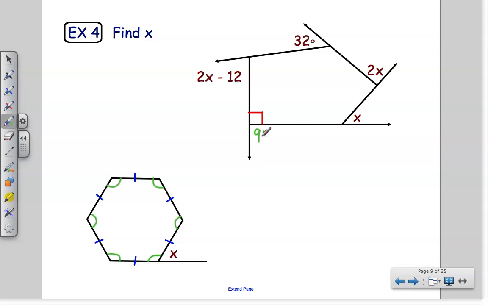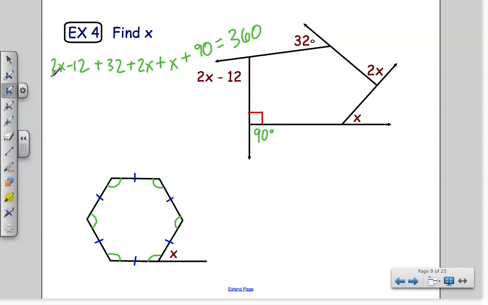It's a little point there, but now that we know what all of the exterior angles of a polygon add up to, 360 degrees, because I could bring that to a point, it would be a full circle. So I'm literally going to add up everything and set it equal to 360. So if I take the first one, 2x minus 12, and I add 32, and I add 2x, and I add x, and I add 90, that should be the last one, all of these together should equal 360 degrees.